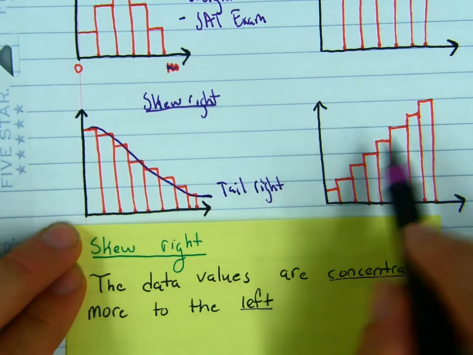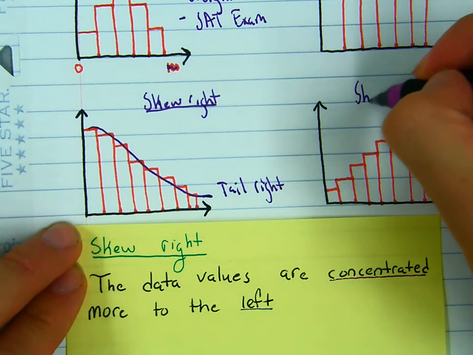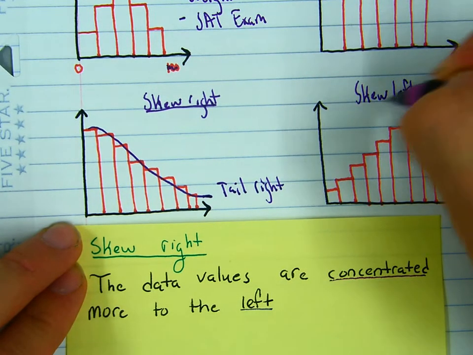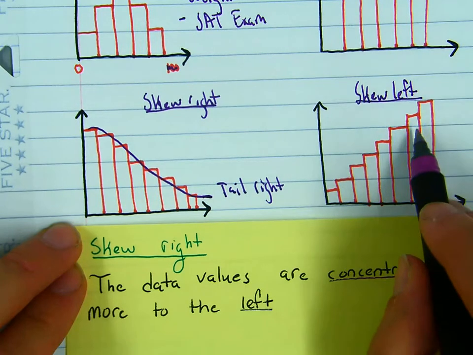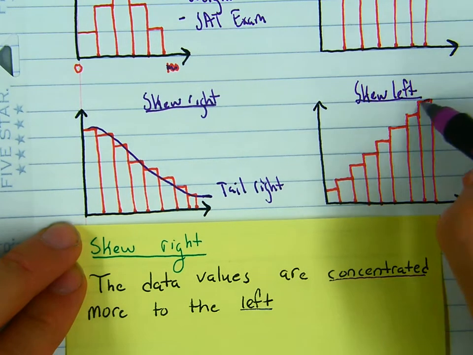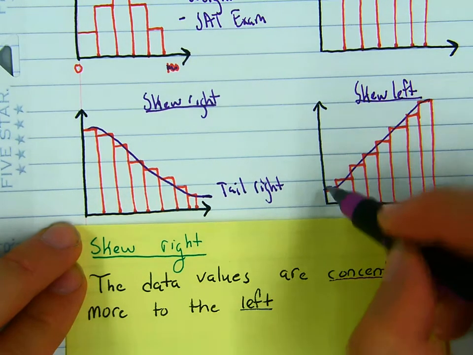It's going to be the opposite of this one. What do you think this is going to be called? This is called a skew left, where my data values are concentrated more on the right side and it has this tail on the left side.